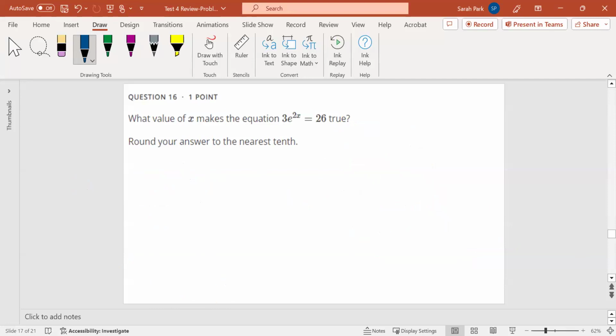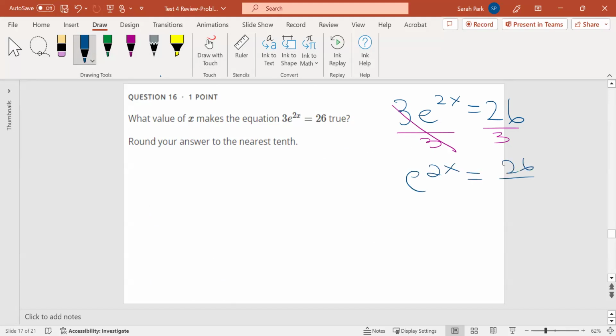Okay, number 16. Let's solve this equation. 3e to the 2x equals 26. Similar to the last problem, we divide both sides by 3 to cancel that 3 in front of the base e. We have e raised to 2x equals 26 over 3. We do ln to both sides.